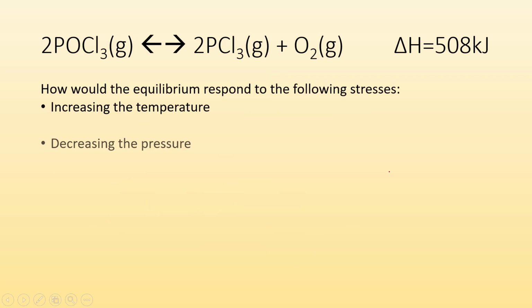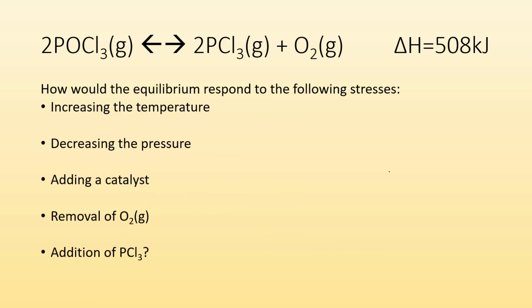All right, so here's an example. See if you can predict how the equilibrium would respond to the following stresses. So we have this equilibrium. We have a delta H written over here. It's a positive value. So what would happen if you increase the temperature? All right, well, if it's a positive delta H, that tells me that the heat is going to have to go on the reactant side. If I increase the temperature, that's like adding a reactant, so it's going to have to shift to the right. If we add something, we got to shift away.